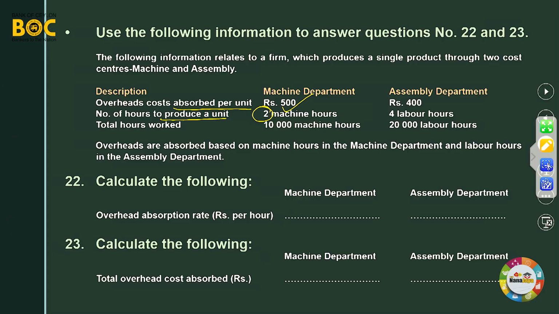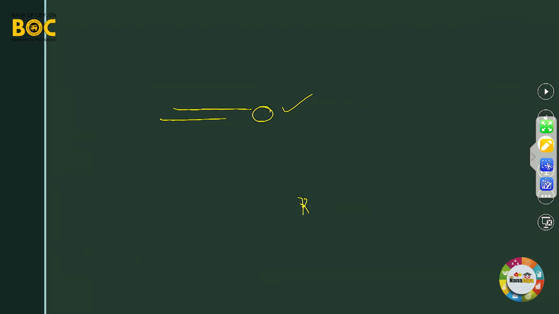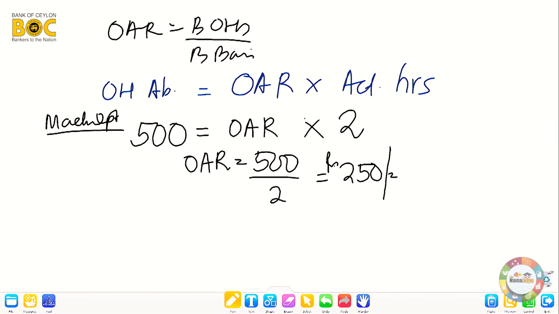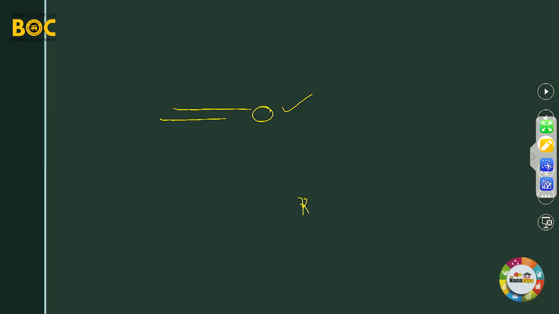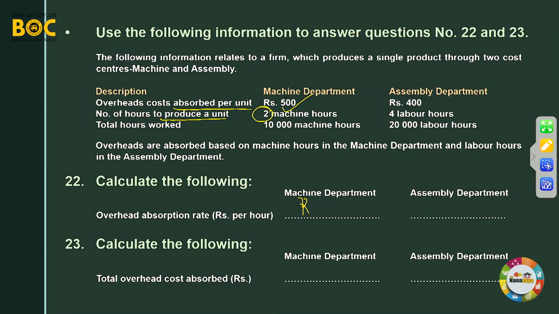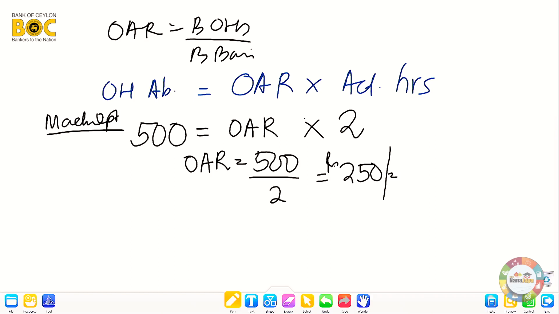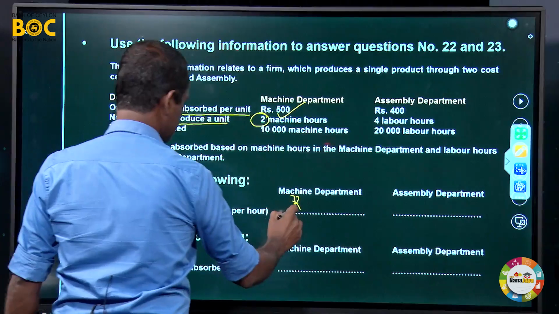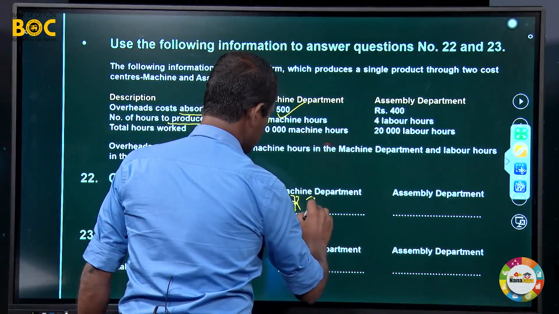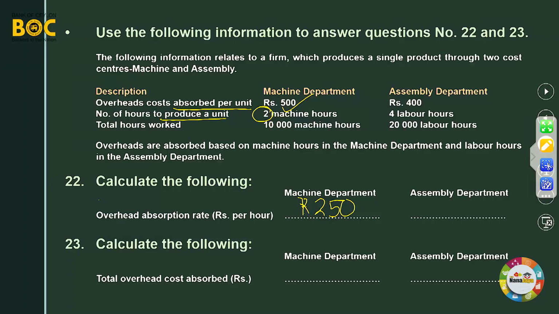So here, the 250 rupees is the answer. This is 250.